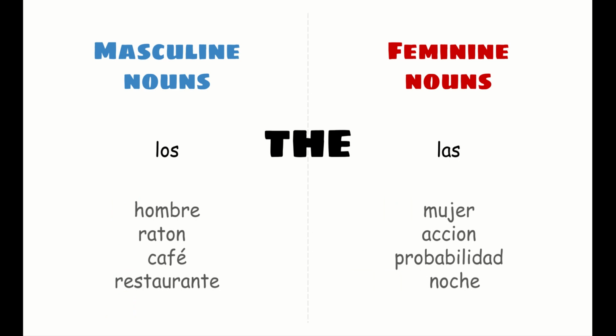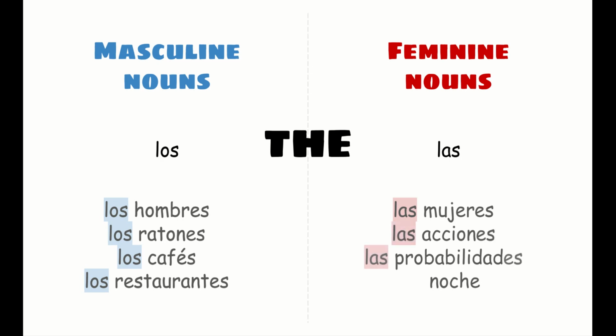And one of the reasons it's important for you to know the gender is because, like I said in my last video, there's a lot of words that don't have special endings for the gender, so you just have to memorize which gender they are. Hombre is masculine, so we say los hombres, los ratones, los cafés, los restaurantes, but these words are feminine, so we're going to use the word las: las mujeres, las acciones, las probabilidades, las noches.